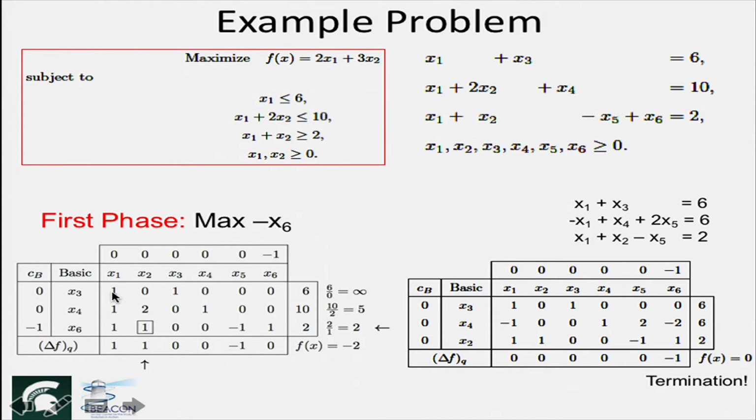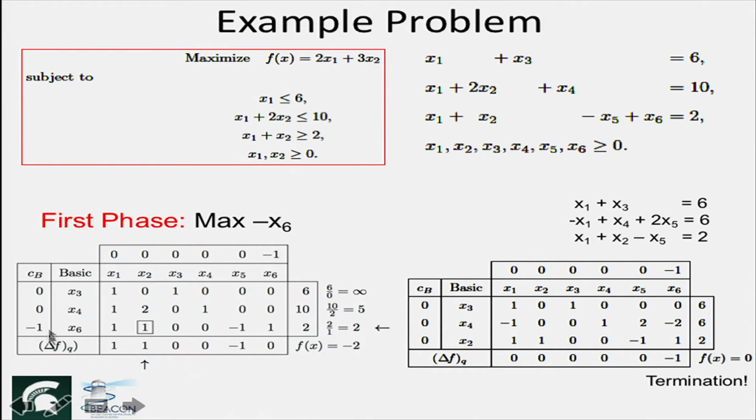0 minus this times this, minus this times this, minus this times this, 1, and you see that there are 2 of them having the same value. When this happens, you can choose one at random. Okay. So in this case, I may have chosen x2. So now you go to this side and do the 6 by 0, 10 by 2, 2 by 1, and I see 2 by 1 is the minimum. So that means x6 will be replaced by x2, and I get it here.